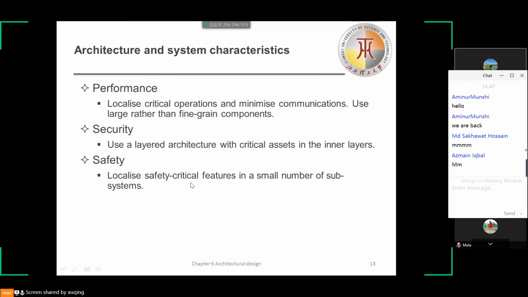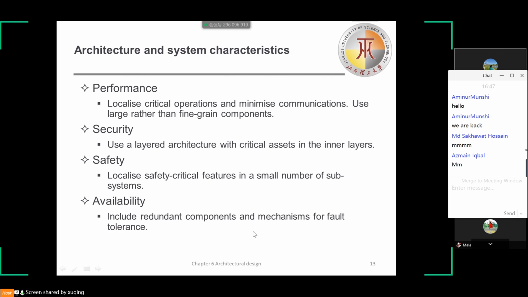The fourth characteristic is the availability. This availability includes redundant components and mechanisms for fault tolerance. It means that if availability is a critical requirement, the architecture should be designed to include redundant components so that it is possible to replace and update components without stopping the system.